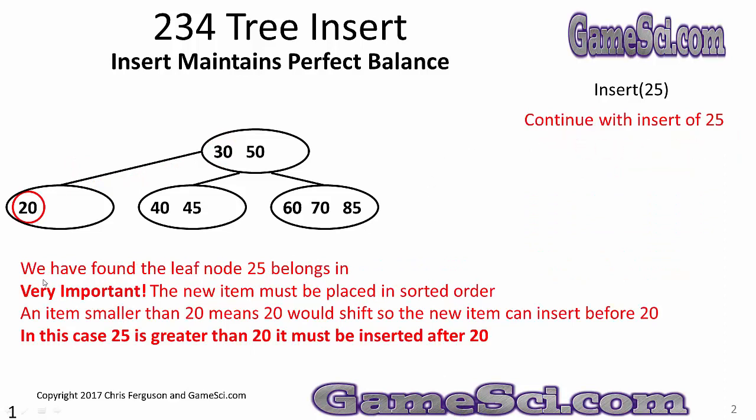Continuing with the insert of 25, we have found the leaf node 25 belongs in. We've reached a leaf and it's time to place 25. Very important: the new item must be placed in sorted order. An item smaller than 20 means 20 would shift so the new item could insert before 20. In this case, 25 is greater than 20, so it must be inserted after the 20.